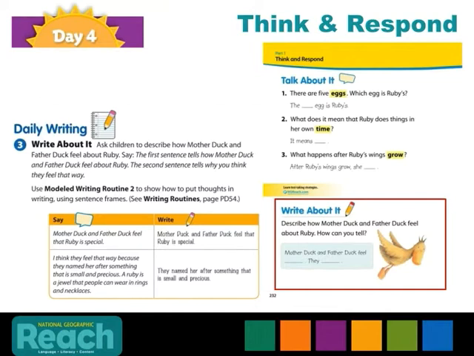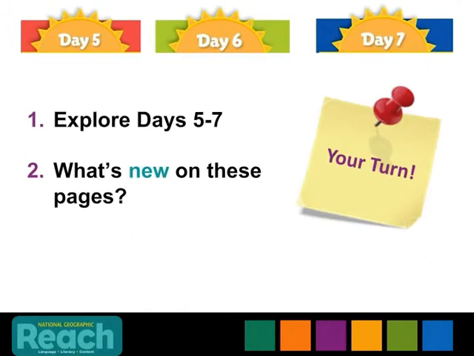Day 4's daily writing also uses the modeled writing routine, but this time, the writing assignment is built right into the student book in the Write About It section of the Think and Respond page. Now that we've walked through instruction on days 1 through 4, pause the session and take a few moments to look at the instruction for days 5 through 7. What's new or different on these pages than in the first 4 days of instruction?